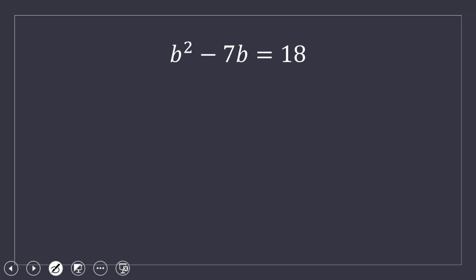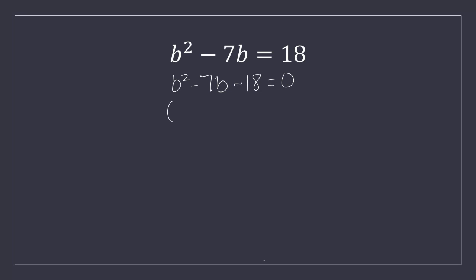Now, this one is not equal to 0, so you need to make it equal to 0. I would pause right here, do what you need to do to make it equal to 0, and then turn the video back on. I'm going to subtract the 18 to make it equal to 0. I hope that's what you did as well. Then I can break apart into my two parentheses.